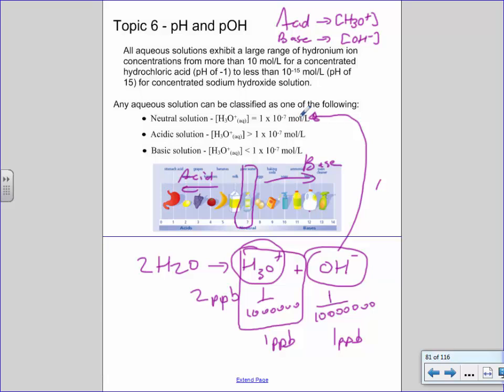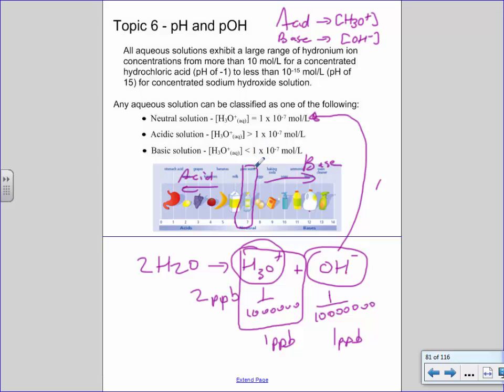Well, once we got the concentration of acid molecules in water, which is neutral, then it was really simple. If you have more acid molecules than what water is supposed to have, then you're an acid. Seems logical, right? And if you have fewer H3O molecules than what water has, then you're a base.